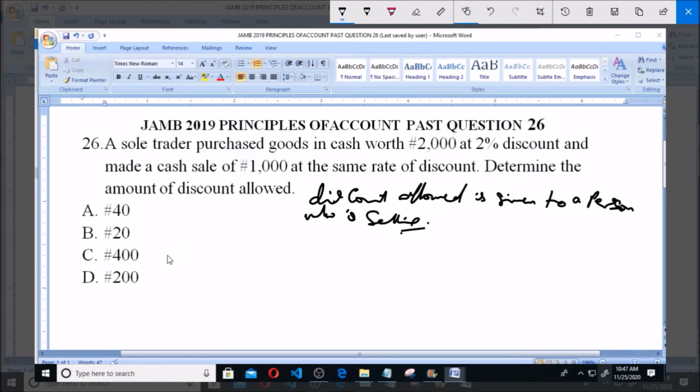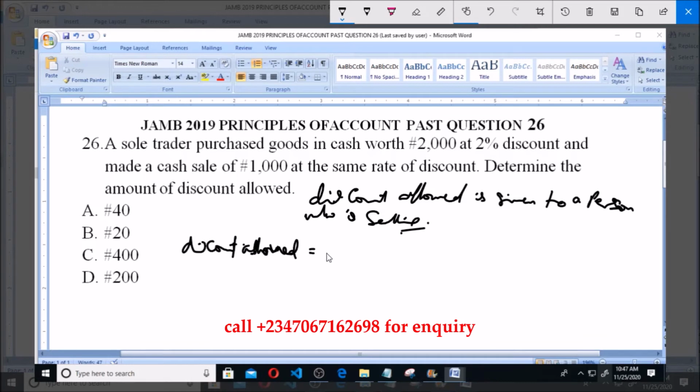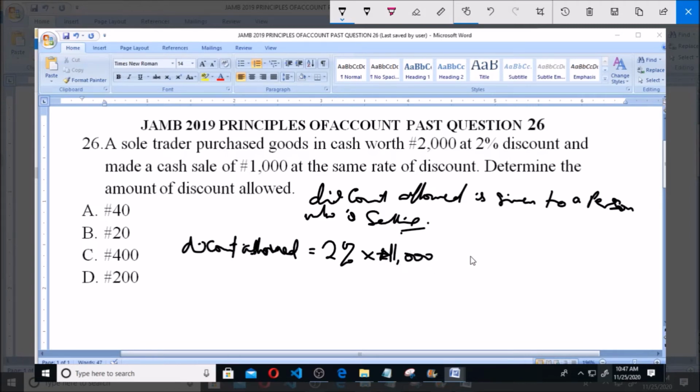So we have 2% of 1,000 naira, which is 2/100 times 1,000 naira over 1.